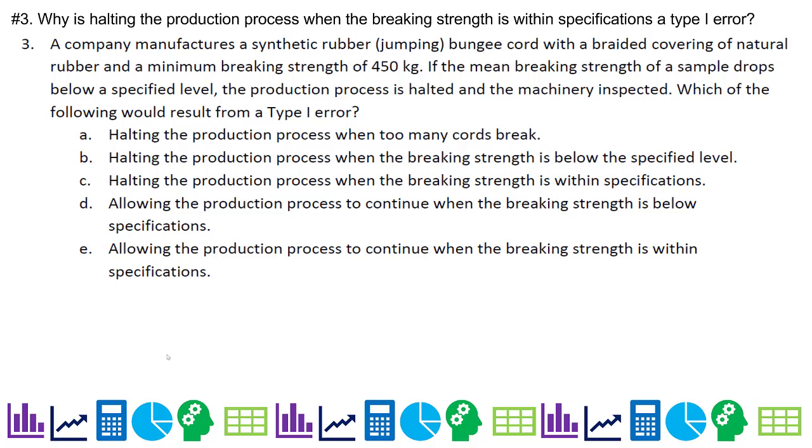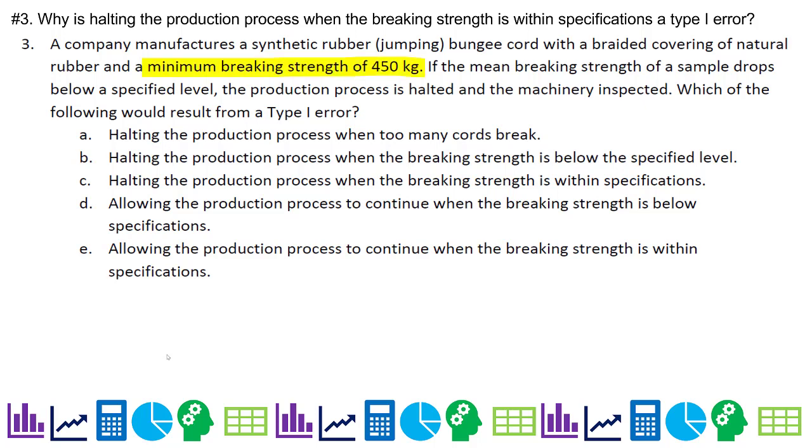Okay, so one of you asked, why is halting the production process when the braking strength is within specifications a type 1 error? So let's go ahead and read the problem. A company manufactures a synthetic rubber jumping bungee cord with a braided covering of natural rubber and a minimum braking strength of 450 kilograms. If the mean braking strength of a sample drops below a specified level, the production process is halted and the machinery is inspected. Which of the following would result in a type 1 error?